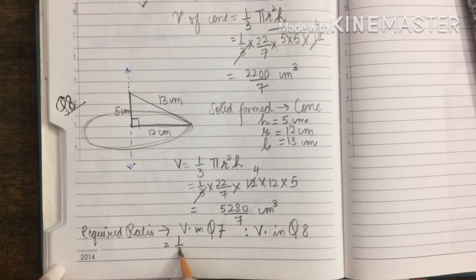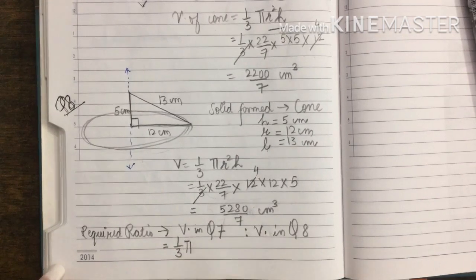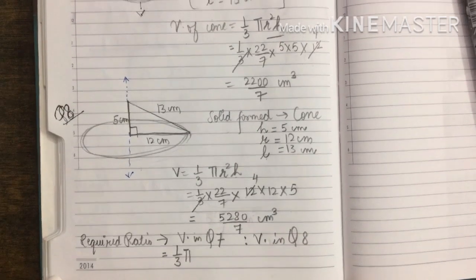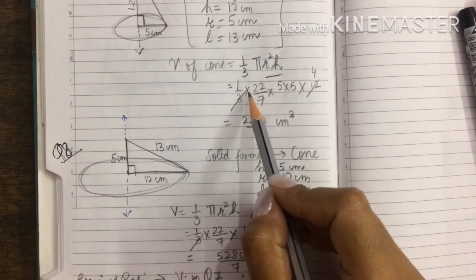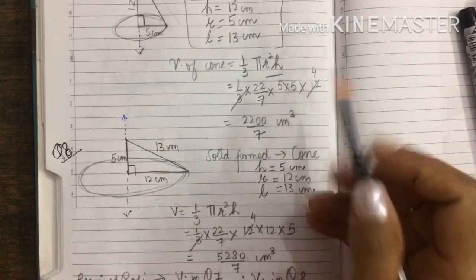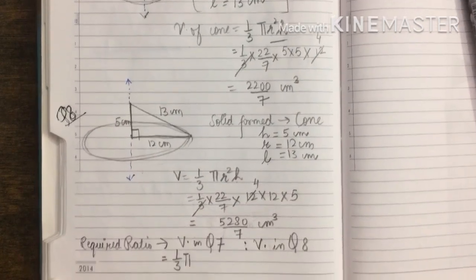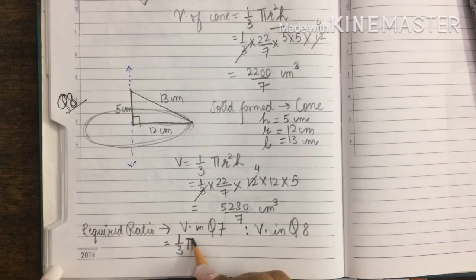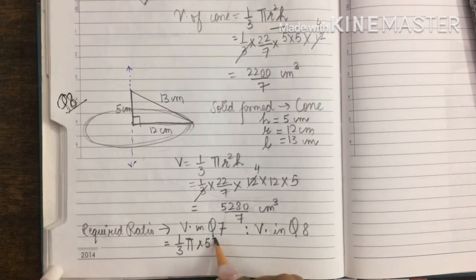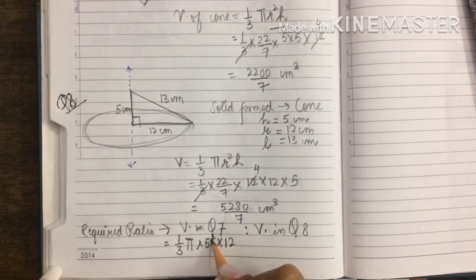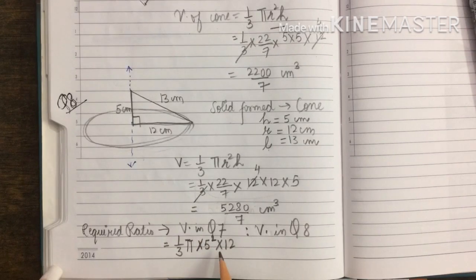So this was 1/3 pi r square h. So I'm using it from question number 7th, without this cutting, before the cutting. So before the cutting, what did I have? I had 1 by 3 pi into 5 square into 12. This is what I had before the cutting.